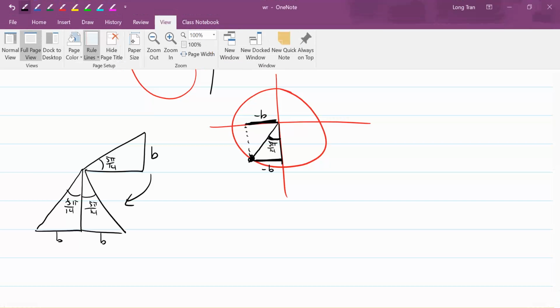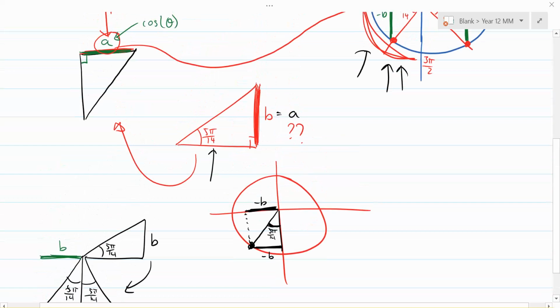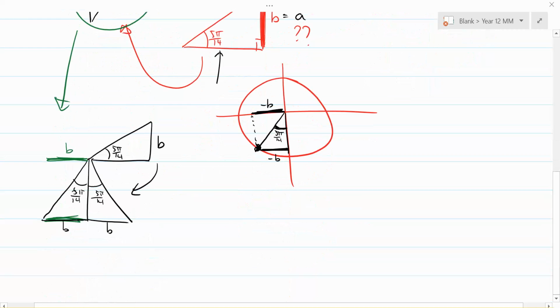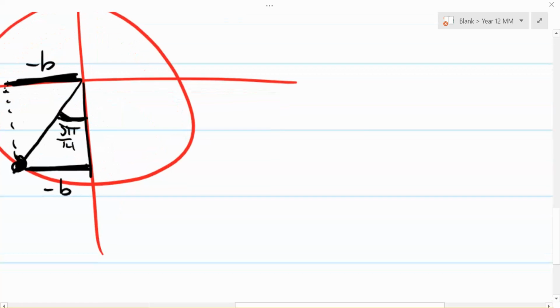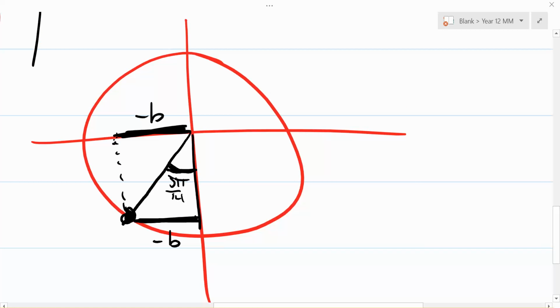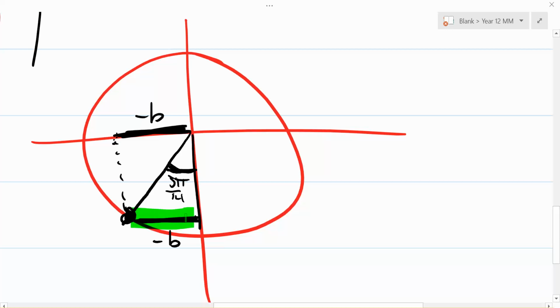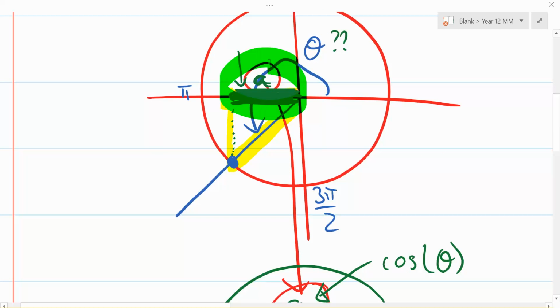Now, if that's B, what I want you to be able to picture is if this is B up here, which is exactly what I have here. That's essentially what I have. This negative B is now equal to A. So, looking at this triangle here, this is what I have. I finally got my negative B that I wanted. I'm going to color in green. So, this is my negative B, and that's exactly the same position as my A over here.